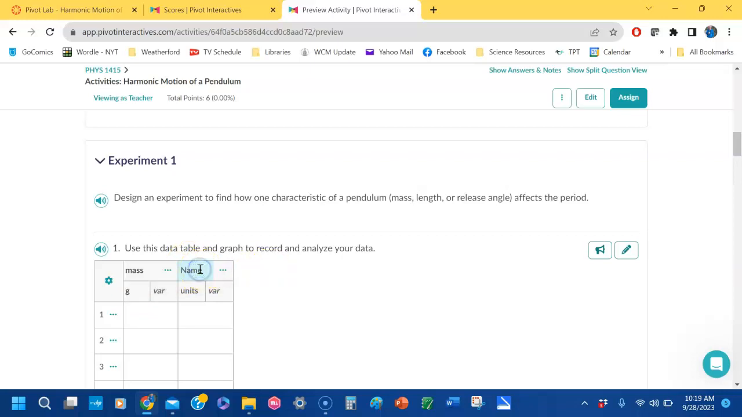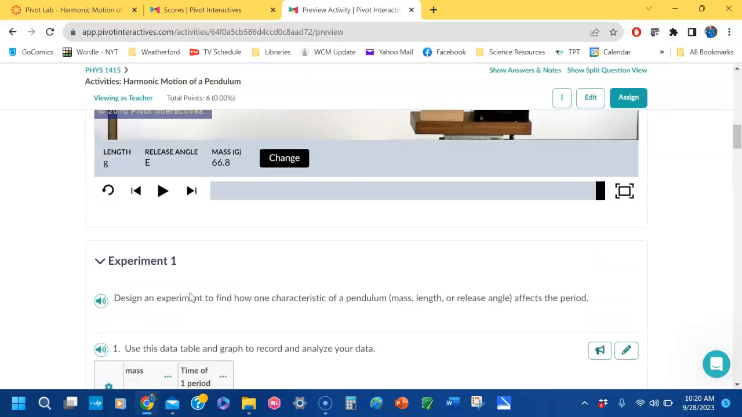Now, the second one, the dependent variable, or what we're trying to change by this, is the period. It could be the number of periods if you were going to count that, and you could just put period here and then number down here. I'm going to do it with a time of one period, and I'm going to put seconds down here. Okay, so that's how I'm going to do it. It's up to you how you would like to do that.